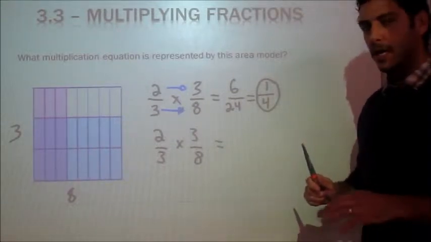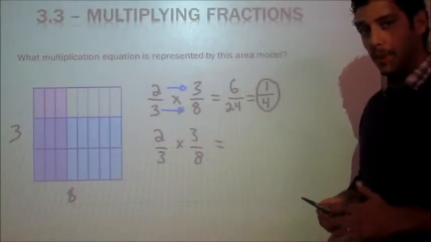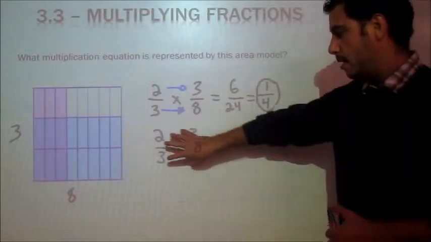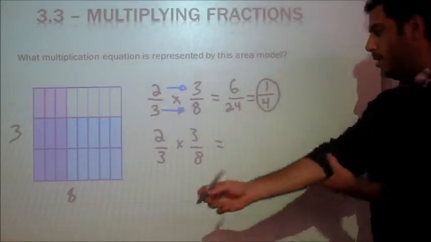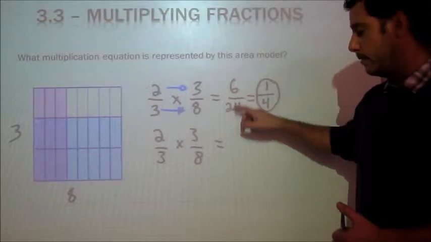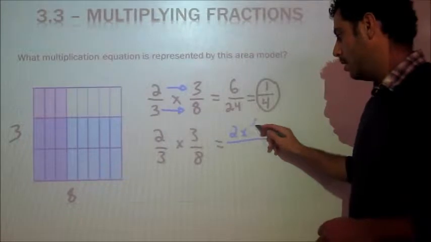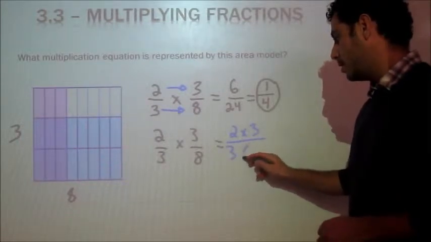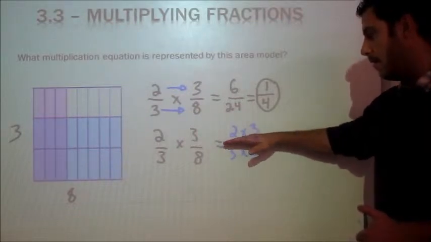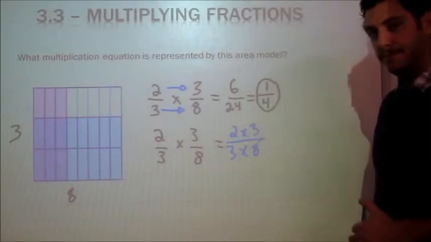Now, there is another way you can do this. You can actually simplify before you multiply. That involves using the common factors of the numbers within the fractions. So, for example, if we know that 2 times 3 will give us 6, which is the numerator of the answer, we could rewrite this equation as 2 times 3 over 3 times 8, with these two values above and below the fraction bar grouped together.